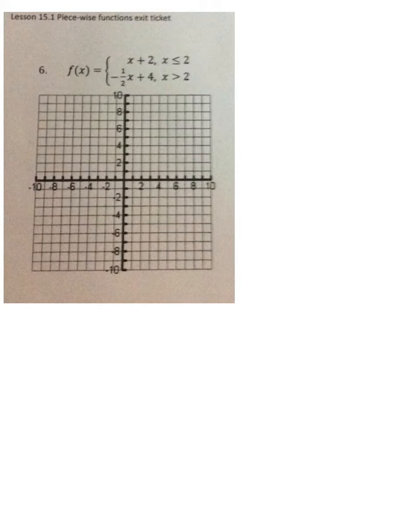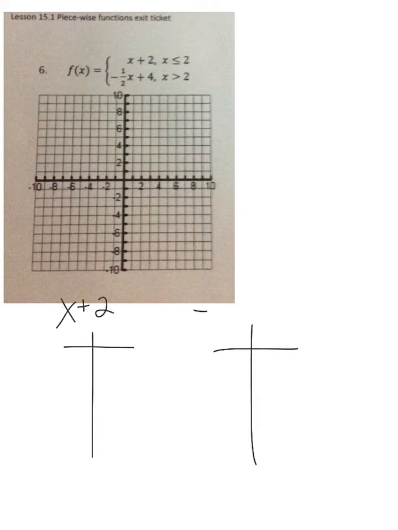First thing I need to do is make my two tables. The first table should be for x plus 2, and the second table should be for negative 1/2 x plus 4.